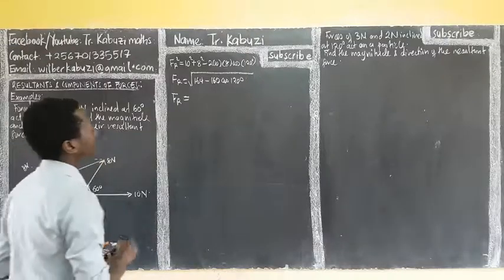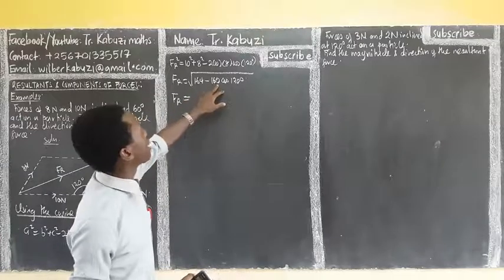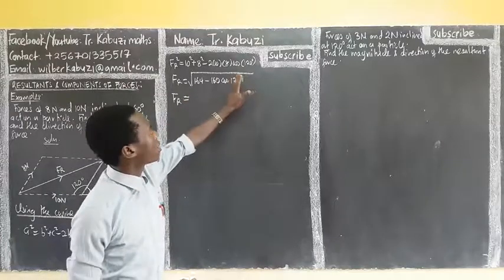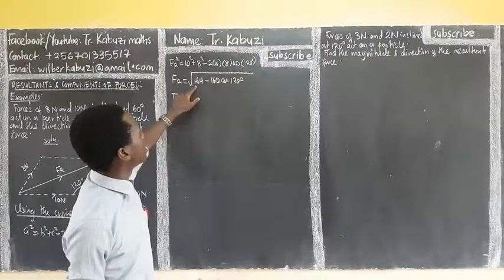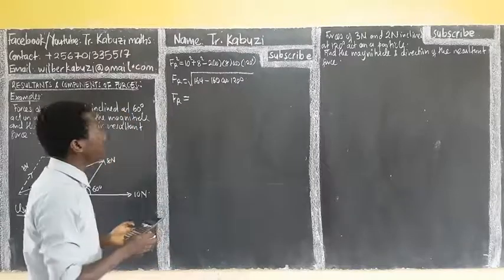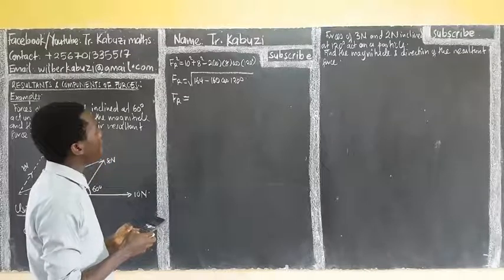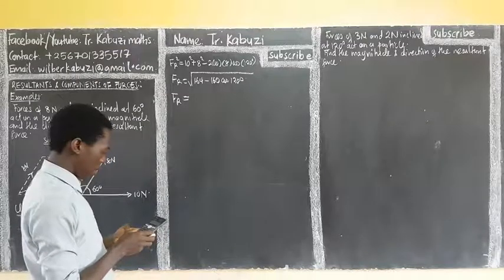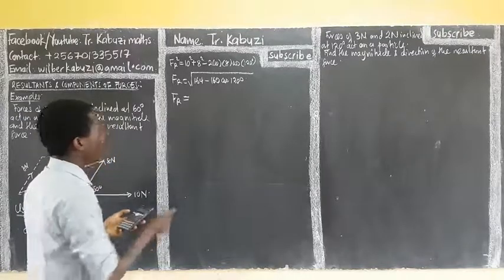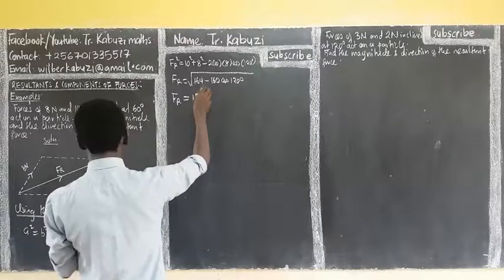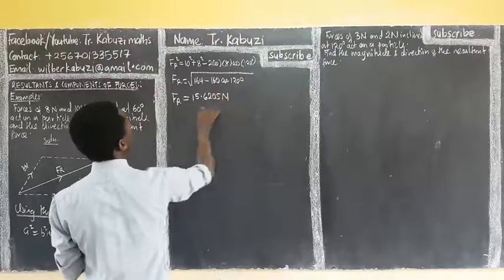Don't ever do this. Some people make this mistake: don't say this minus this. No, this is one thing. What you do is say 160 cos of this, then you say answer, and this minus answer. So don't ever make that mistake, please. Me, I'm getting 15.6205 newtons, and that will be our resultant.